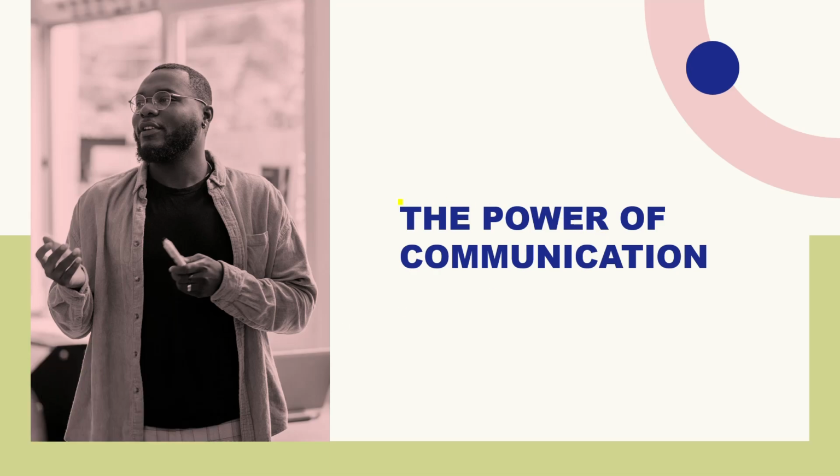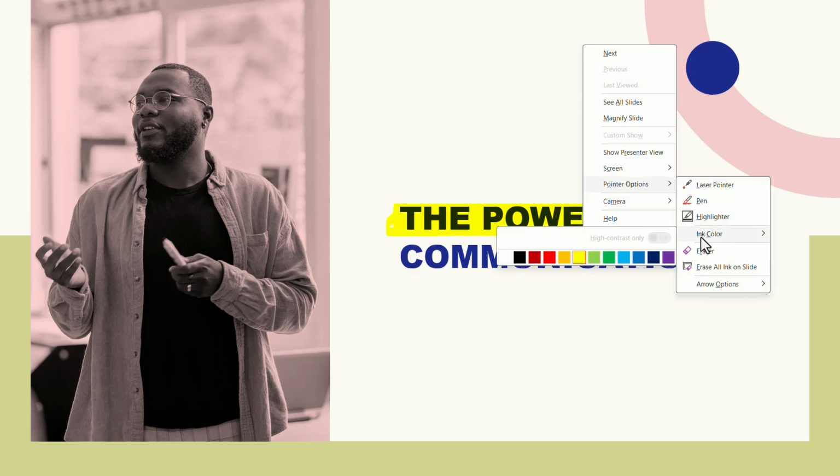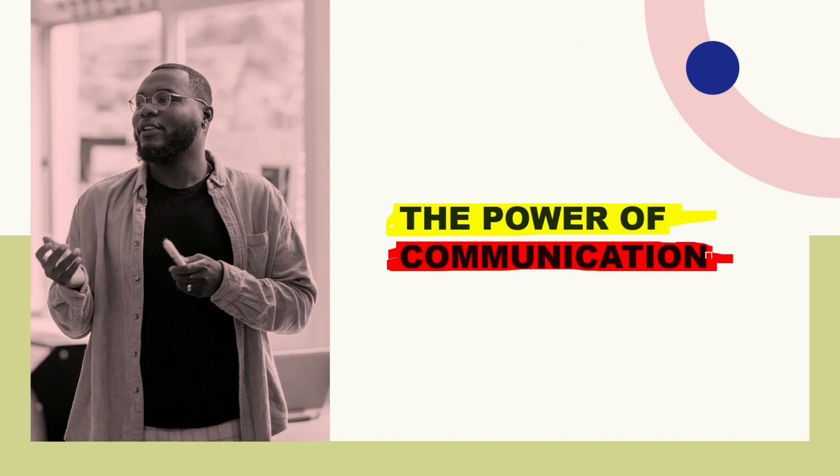Now highlight your text by dragging the cursor over the text. It is just like drawing something. You can also change the color of your highlighter. Right-click on the display. In the pop-up menu, click on Pointer Options. Click on Ink Color. Select your color. Now highlight the rest of the text.